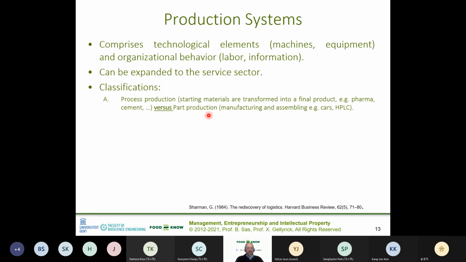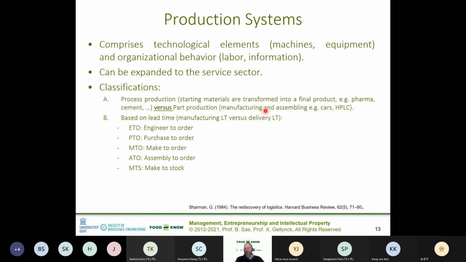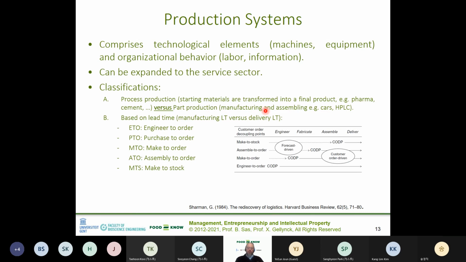Versus part production, that's manufacturing, for instance, and assembling on a line, and this can be, for instance, cars or an HPLC. Another view of looking at the classification is based on lead time. So manufacturing lead time versus delivery lead time, and this has to do also with the customer order decoupling points.